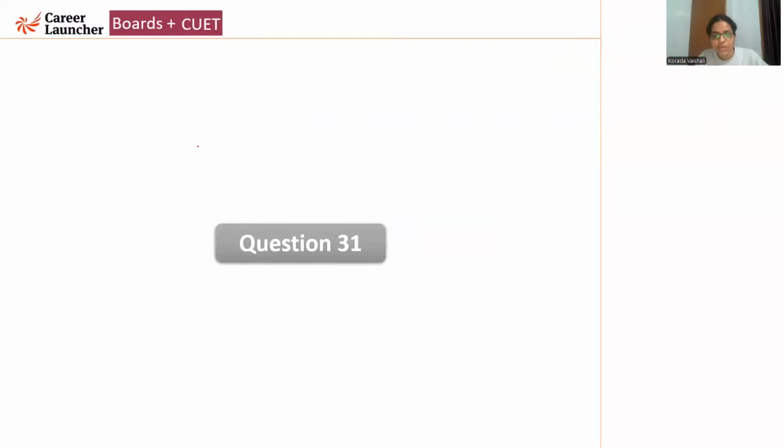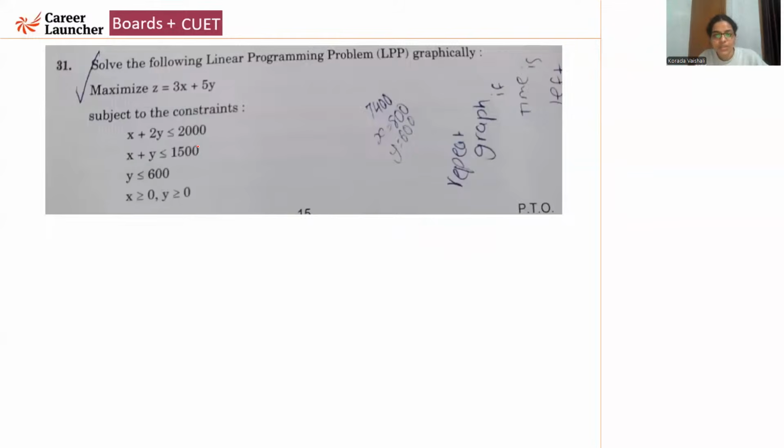So let's move on to the next one, which is question number 31. In this question, we have to solve the LPP problem graphically, and then we will have to tell what is the maximum value. So in this question, you will have to plot and show the graph की straight lines कैसे लग रहे हैं, what is the common region, what are the corner points, and then you are going to comment on the maximum part.